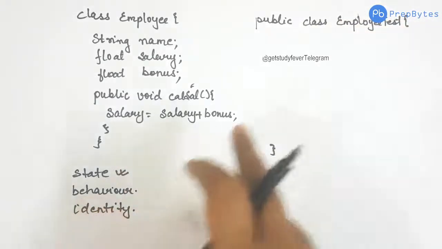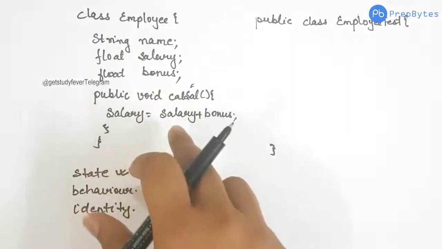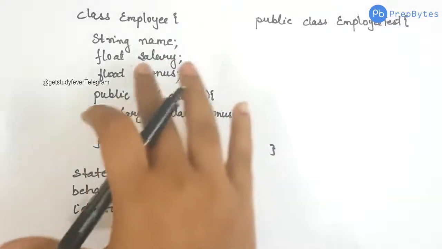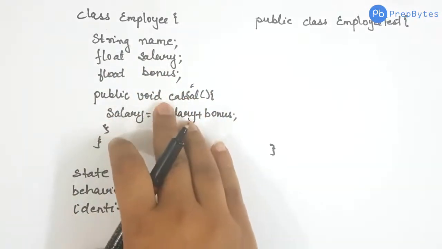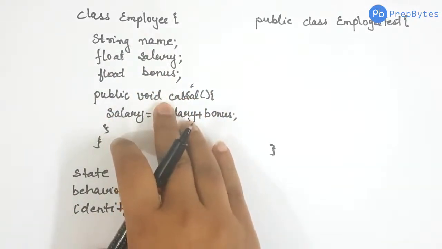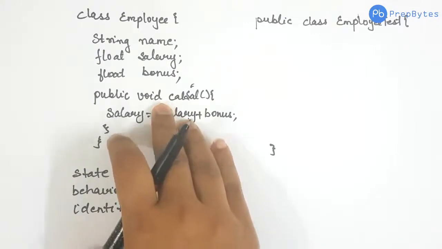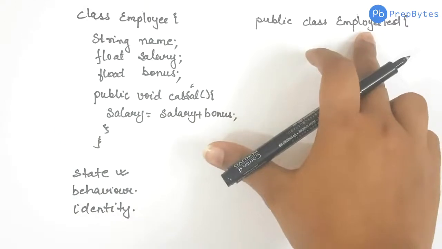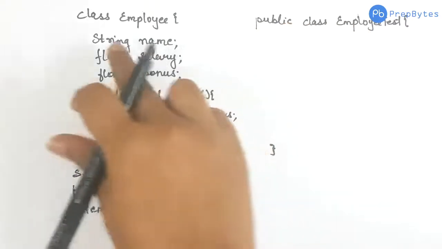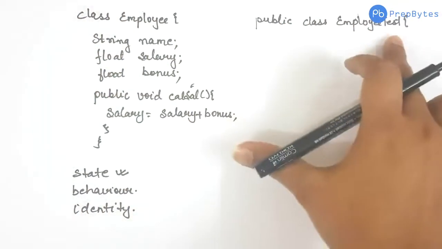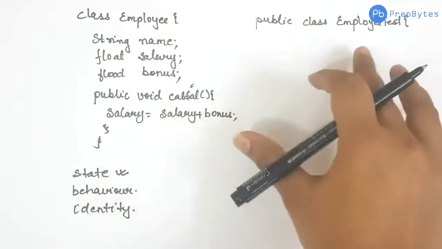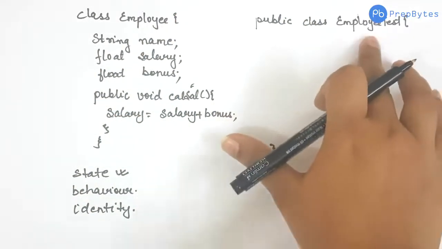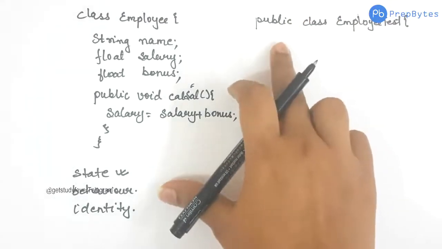Okay, so one thing to note here is that I'm creating both the classes in a single .java file. When you create multiple classes in a single .java file, you have to make sure that only one class is public, and that is going to be the name of that file. In this we have two classes, Employee and EmployeeTest. When I save this file, it should be saved with the name EmployeeTest.java. So there should be only one public class.